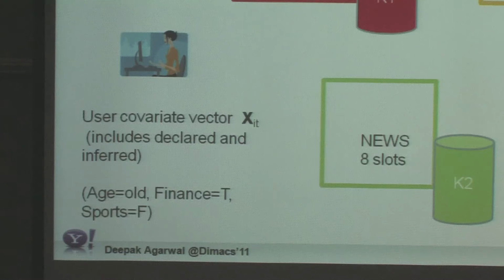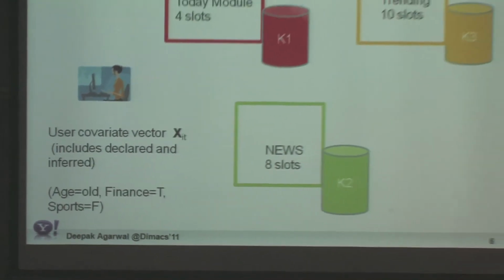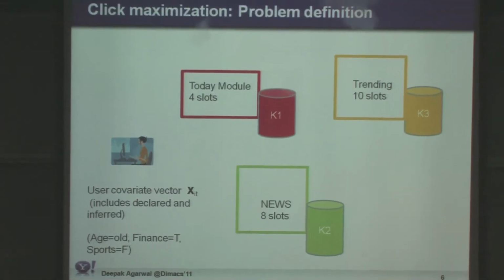covariate vectors. A user comes in with the covariate vectors, and we have to populate the page. For instance, on the Today module, there are 4 slots that are visible when you come to the page, and we have to select the best 4 articles out of a pool of K1.